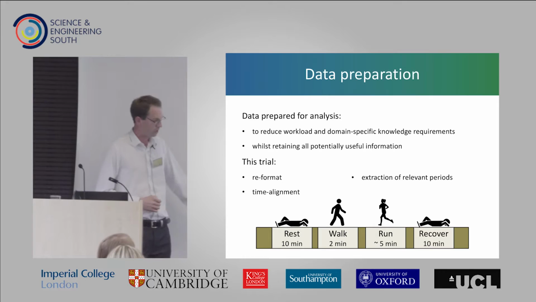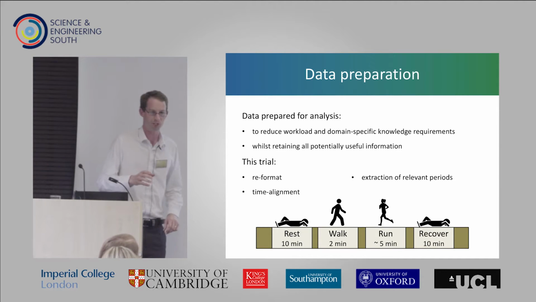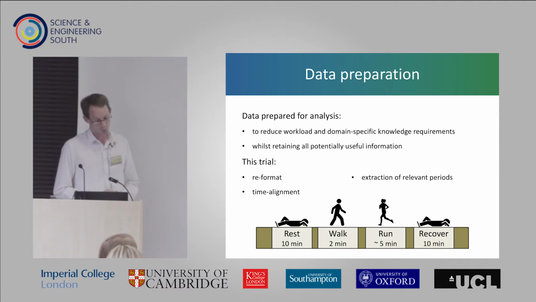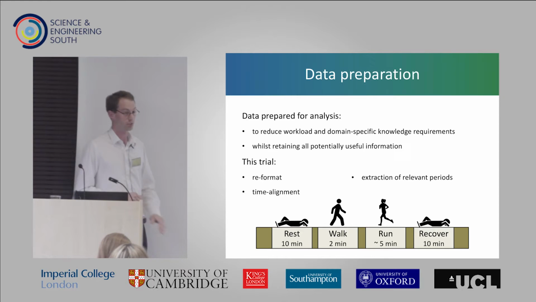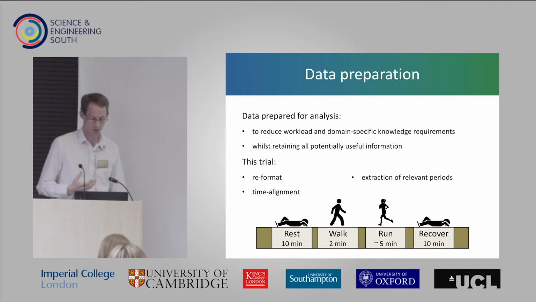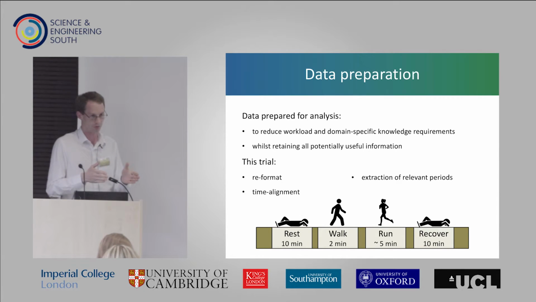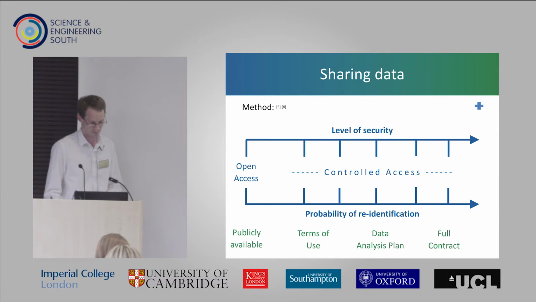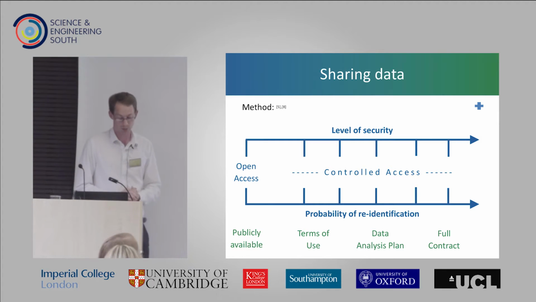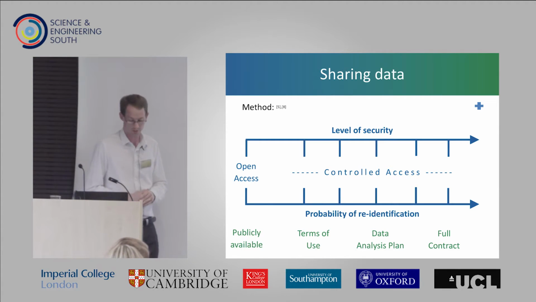And thirdly, we acquired data whilst participants, I'll read it for those of you at the back, were doing different activities. So firstly, they were at rest, lying on a bed, then they walked, they ran on a treadmill, and they recovered on a bed once again. And there's a lot of junk in between those periods, which isn't helpful. So we stripped out the junk and separated the recordings into those 4 periods. So now our data is ready to be shared, and the question is, how do we share it?